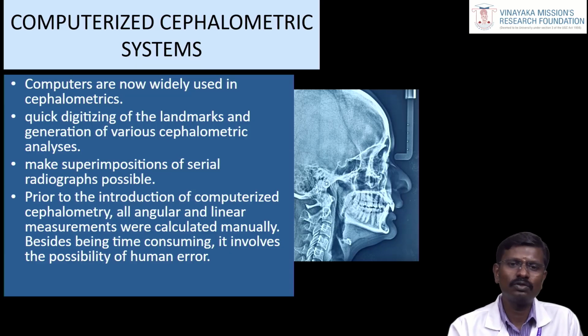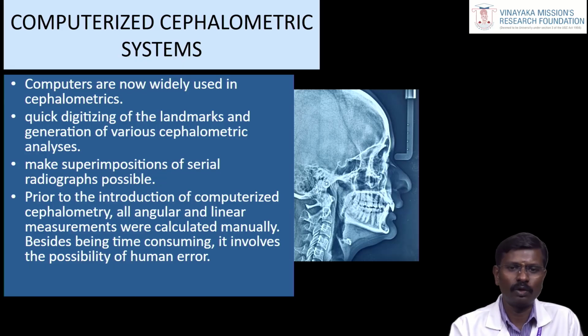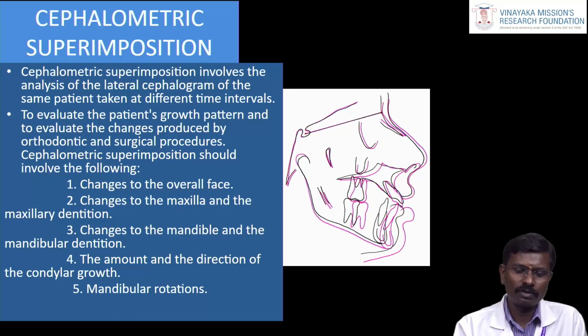But if you trace by hand, you will know much about the position of the tooth or the cant of the occlusal plane or the palatal plane, like that. But if you want to do a digital analysis also, you can do it. So the next one is superimposition. Superimposition is nothing but X-rays which are taken over two periods of time.